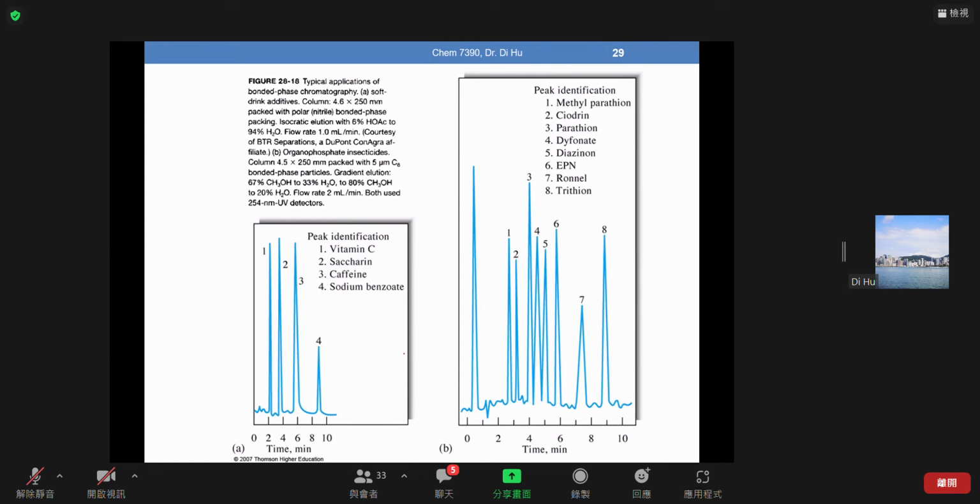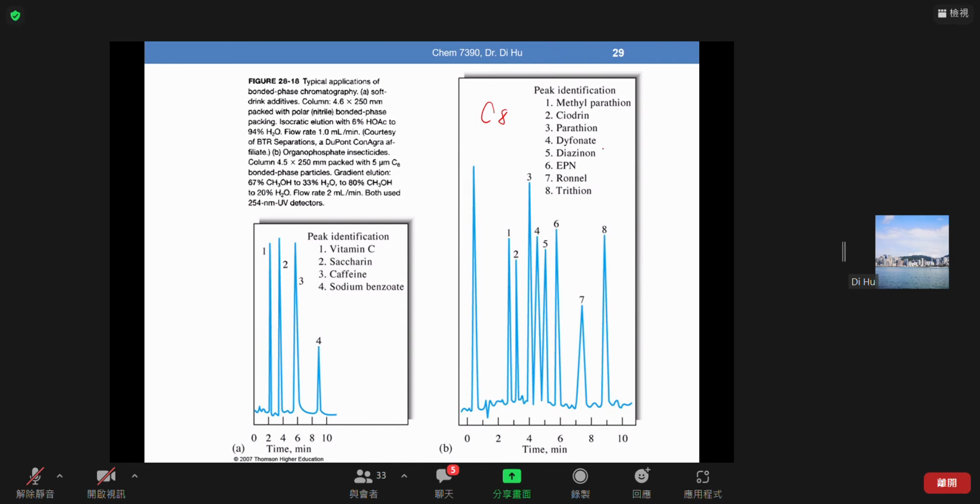Here are some typical applications in food analysis. A is the soft drink additive. This one is polar, using a nitrile column, and you can see the analysis of vitamin C, ascorbic acid, caffeine, sodium benzoate, and their separation. This one is organophosphate insecticide, using a C18 column, so this is reverse phase, and you can see the separation and so on. I'll just give some idea.